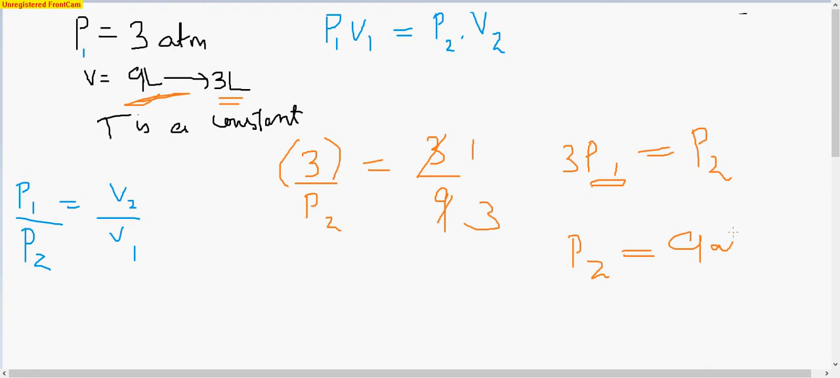Okay, so I hope you have understood how to deal with such kinds of problems. And I also think you understood that as the volume increases, the pressure decreases, and as the pressure increases, the volume decreases, right? I've kind of proven it mathematically.